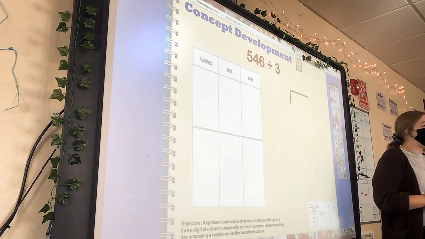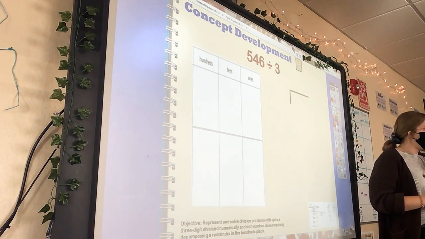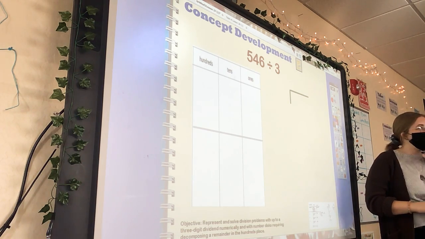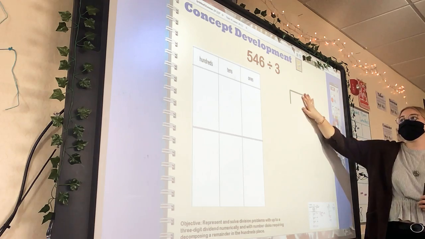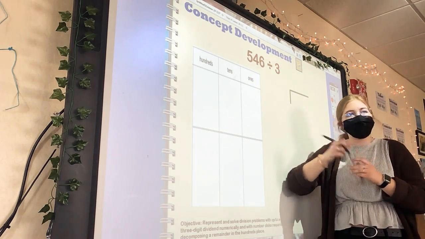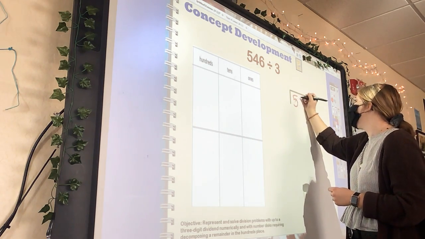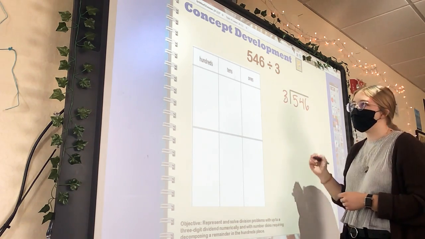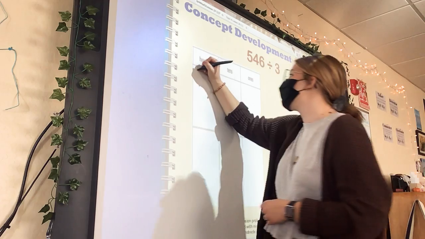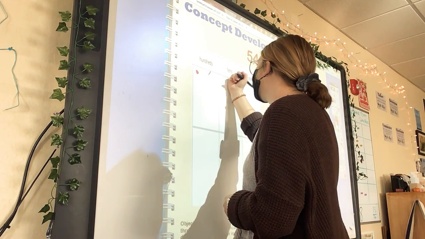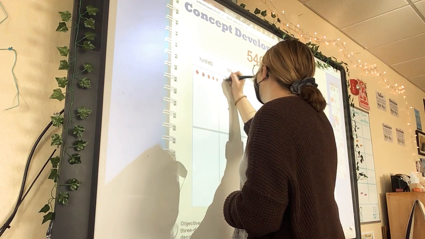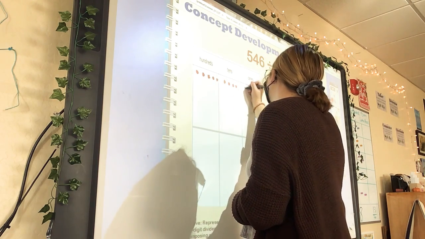You guys are going to do this one with your elbow partner, okay? So are you doing it alone? No, you're working with your elbow partner, doing both the standard algorithm and the place value chart, okay? So I'm going to start you off. 546 is being divided by 3, okay? And in your hundreds, you should have 5 hundreds. You should have 4 tens, and you should have 6 ones.